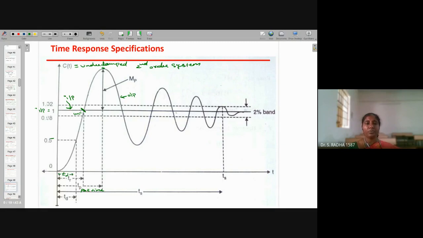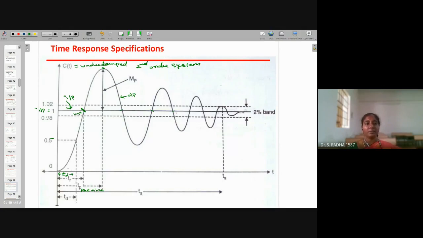Okay. And reaching 100% means reaching the input. For the first time, it is touching the input here. For the second time, it is touching the input here. For the third time, it is touching the input here. Fourth time, like that, any number of times we cannot predict. Finally, after some time, it will settle down very close to the input. That we know. Okay. So what we have seen, the maximum height it reached, the time taken is called peak time.